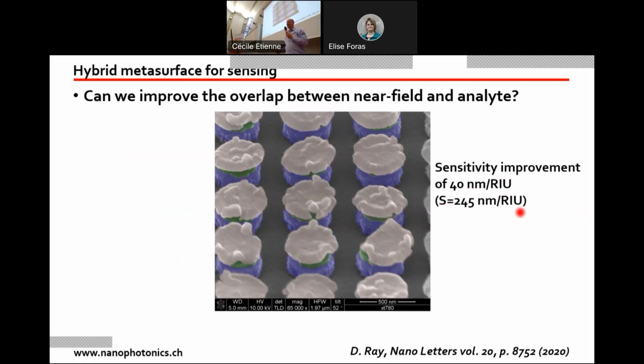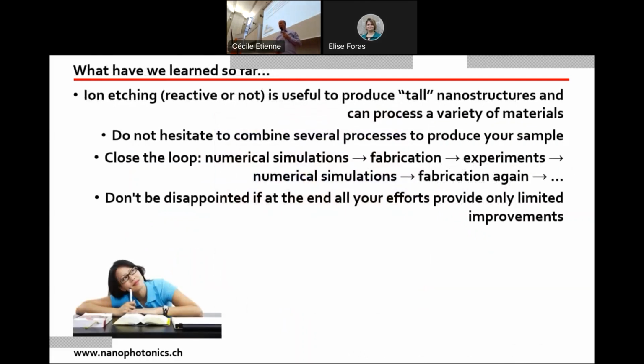Not very good though, just an improvement of about 40 nanometer per refractive index unit. So a bit frustrating, but nonetheless, it was an interesting experiment where we used the simulation to try to understand what's going on and to see if we could improve. And that's probably, again, the main message here. This loop between numerical simulation, fabrication, experiments, and again, maybe some additional numerical simulation that match better with what you have fabricated. And again, fabrication can be very, very stimulating. So I think these are the key points here.